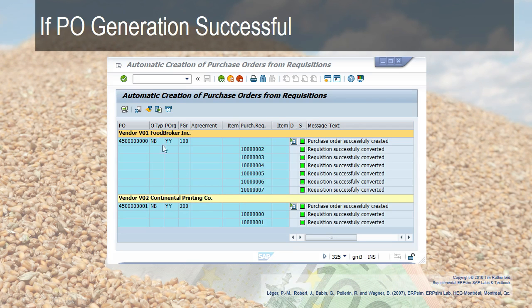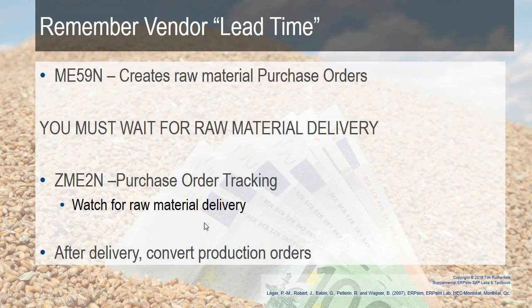So there's two different vendors within the manufacturing game. One is for the food raw materials, and the other is for the boxes and bags. So ME59N takes your plan from MRP and turns it into something you actually need. So you've actually submitted the order.